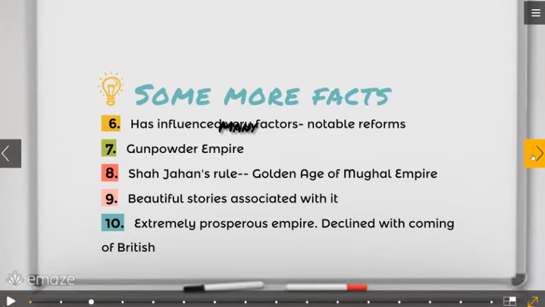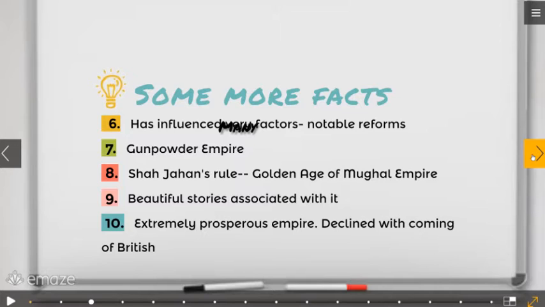Then Shah Jahan's rule is famously known as the golden age of the Mughal Empire, not just due to the peace and how the empire flourished during that time. It is also because of the architecture. As I already mentioned before, one very famous monument he built was the Taj Mahal. There are a lot of other monuments also. One example is the Jama Masjid. So Shah Jahan's rule is very famously known as the golden age of the Mughal Empire, and it is also known as the golden age of Mughal architecture.